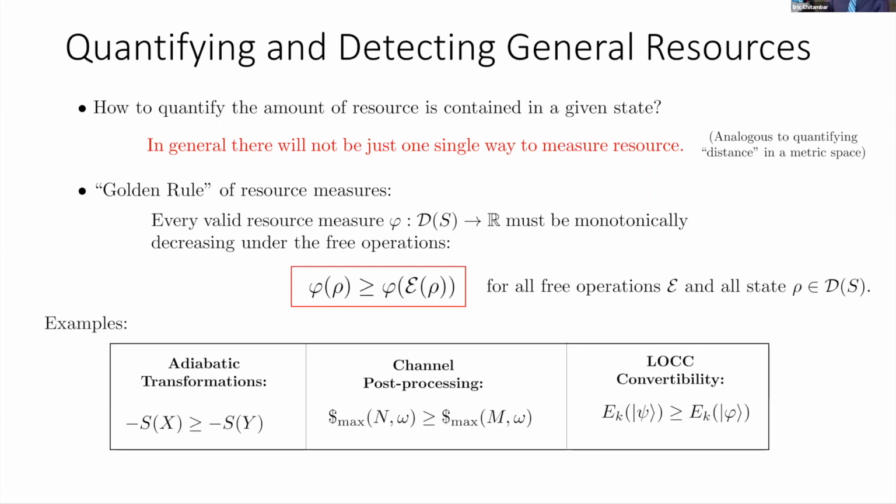So we've seen examples of this in adiabatic transformations. It's minus the entropy. For the channel post-processing resource theory, it's this max payoff function. And for LOCC, it's the Ky Fan norms. These are examples of these resource quantifiers, and they satisfy this golden rule.